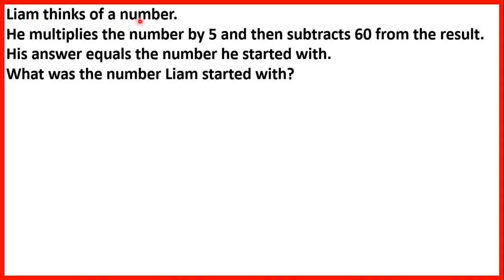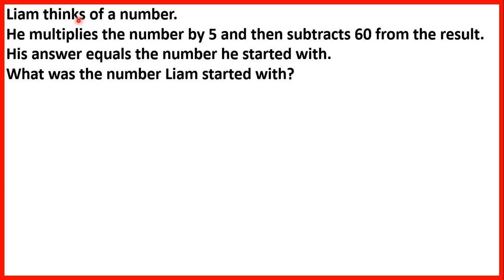Liam thinks of a number. He multiplies the number by 5 and then subtracts 60 from the result. His answer equals the number he started with. What was the number Liam started with? So there are two ways to solve this question. One is to represent what happens with a bar model, and the other is to use trial and error.